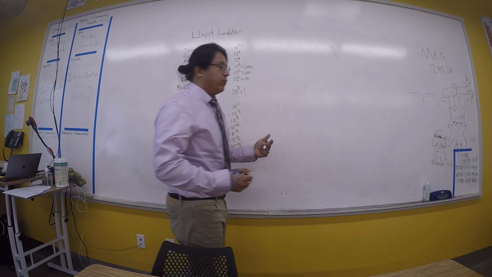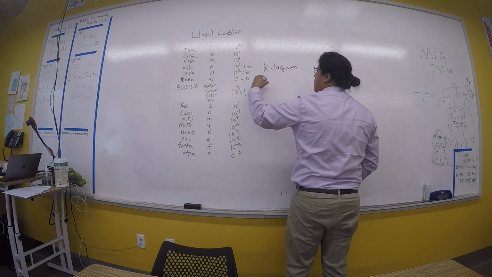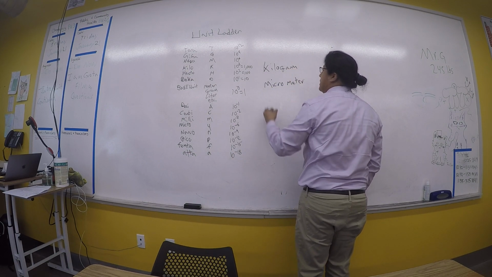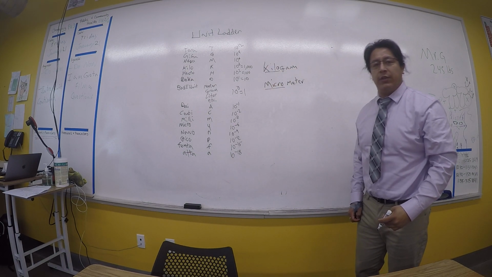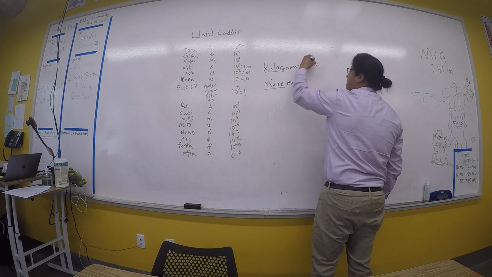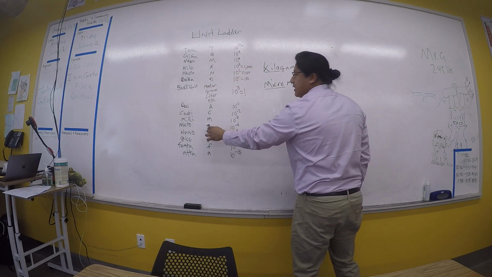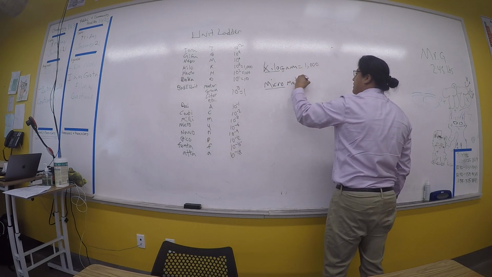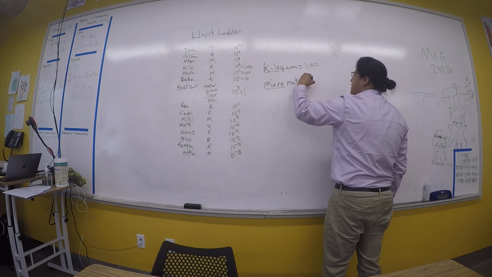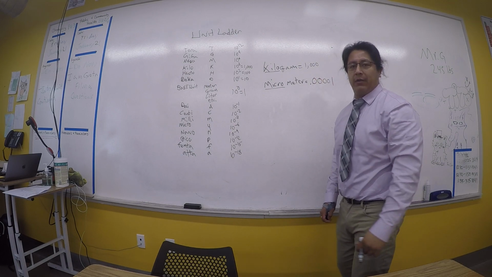Some of you might have heard of the word kilogram or micrometer. These are just ways to express quantities without actual numbers. A kilogram is 1,000 grams because kilo is 1,000. A micrometer is a really small quantity of a measurement. It's 10 to the negative 6. If you know exponents or your math, it's a decimal with 5 zeros and a 1 at the end. That is a micrometer.